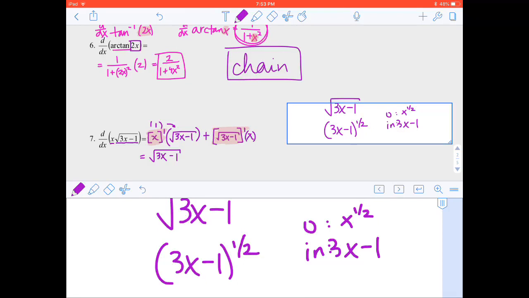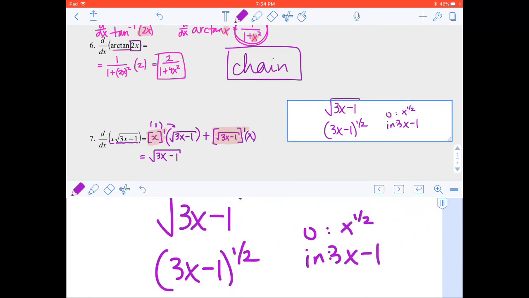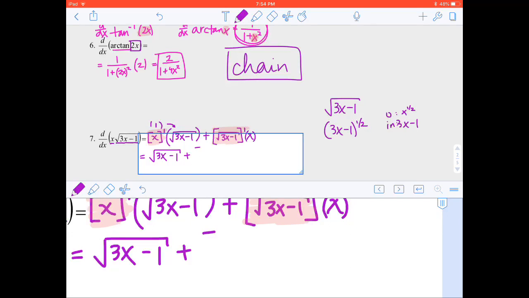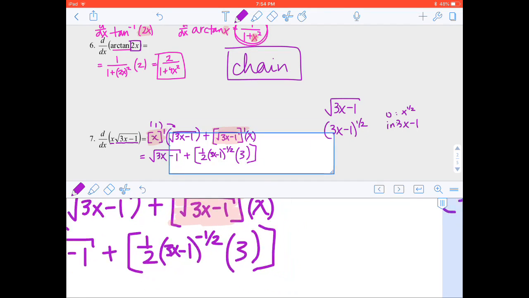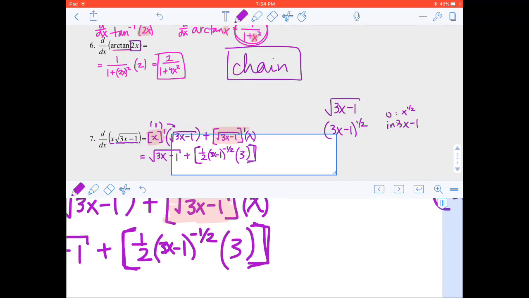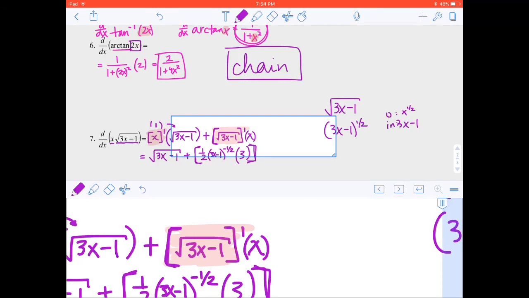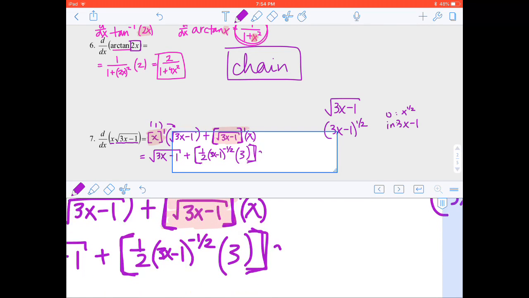So I'm going to take the derivative of the outside. Derivative of x to the 1/2 will have to be 1/2 x to the negative 1/2. I didn't write the x because I'm going to keep the inside plugged in. Remember, it's a chain rule. Times the derivative of the inside. So derivative of 3x minus 1 is 3. This all in brackets here is the derivative of this part right here. And then we still have the x right at the end there, so I'll multiply that.